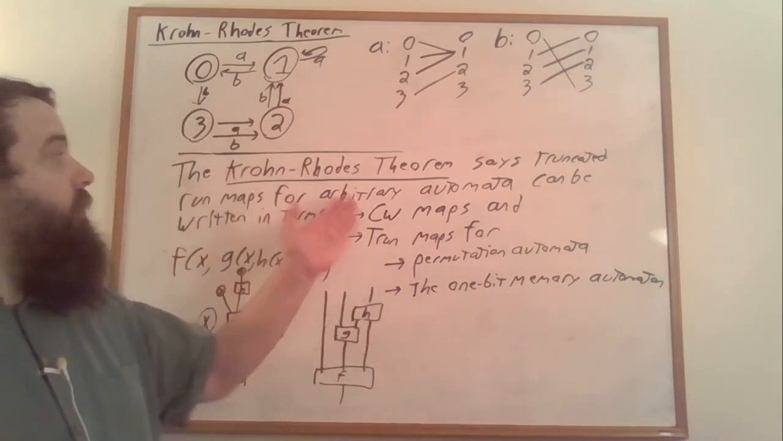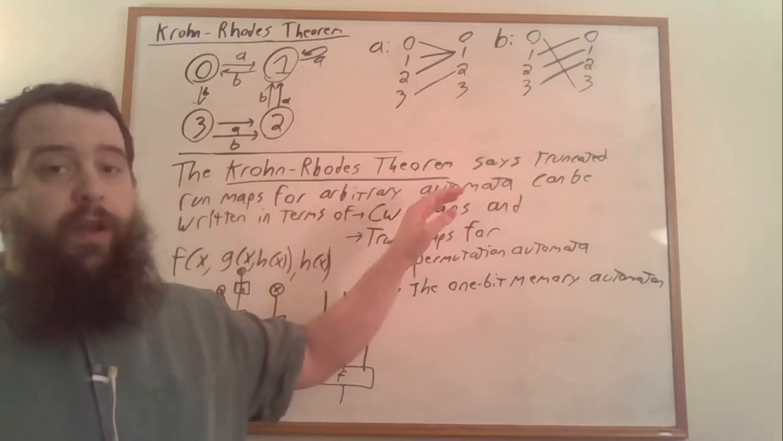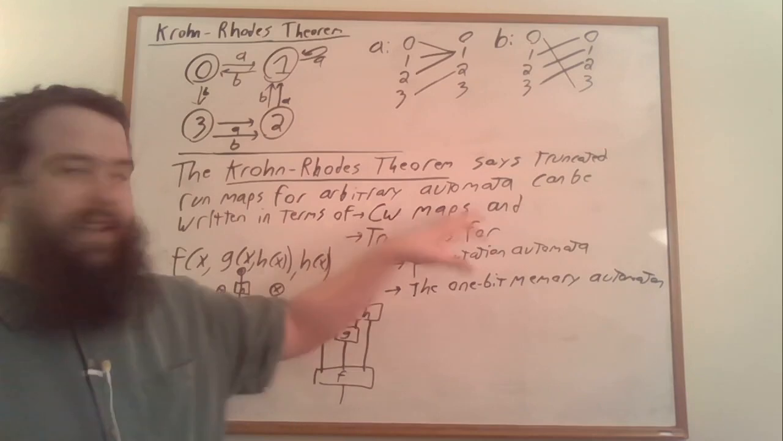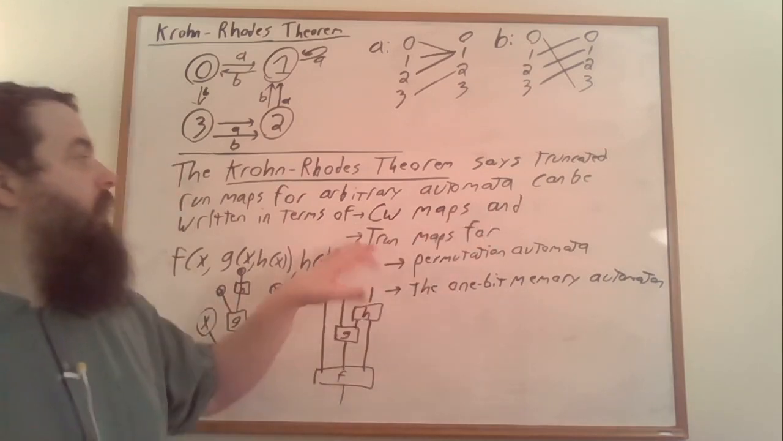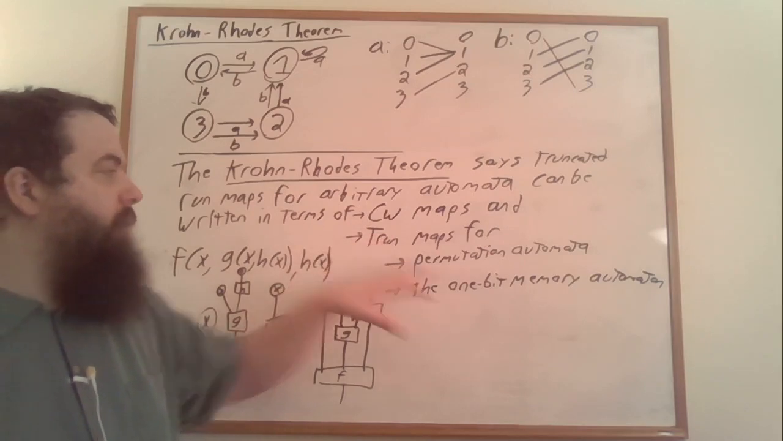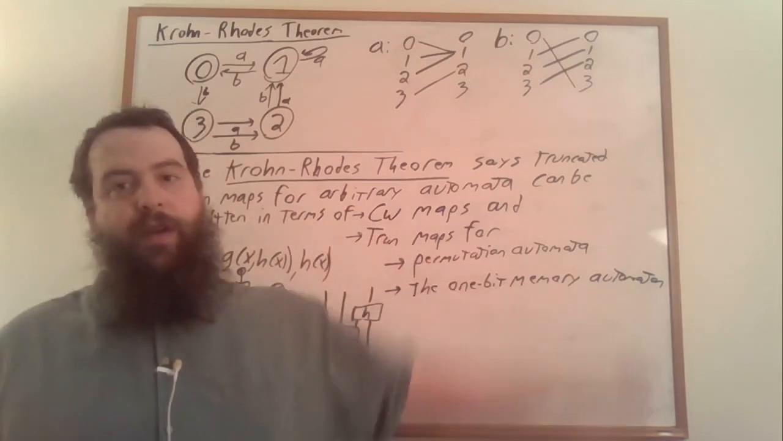That'll be our proof of the Krohn-Rhodes theorem, breaking down truncated run maps for arbitrary automata into, again, we're going to need these character-wise maps to glue things together, potentially, and truncated run maps for permutation automata and the 1-bit memory automaton.